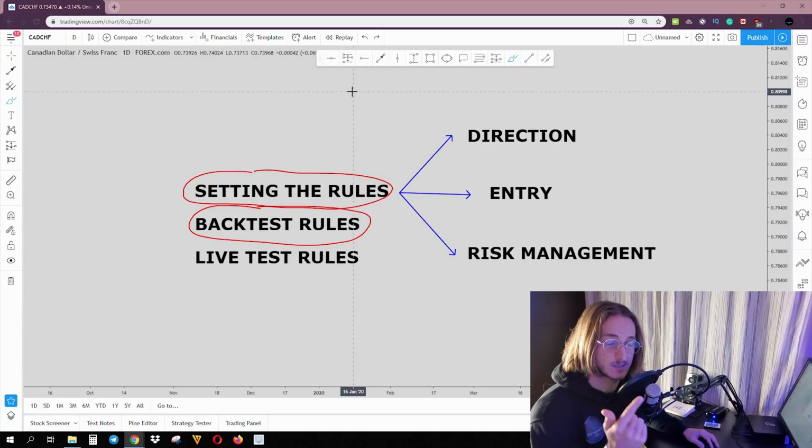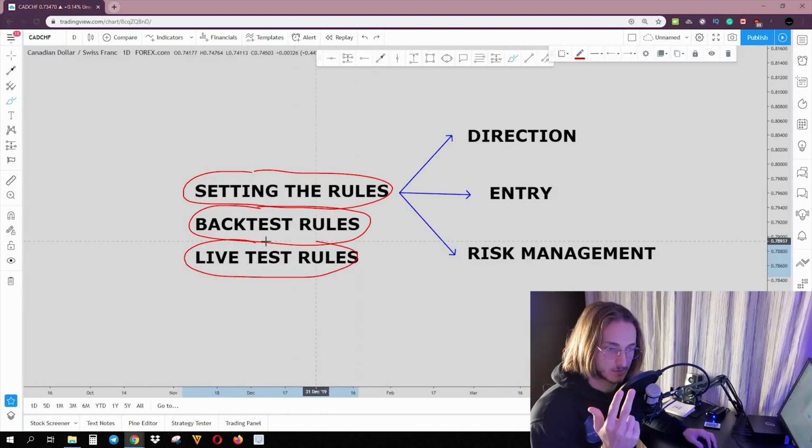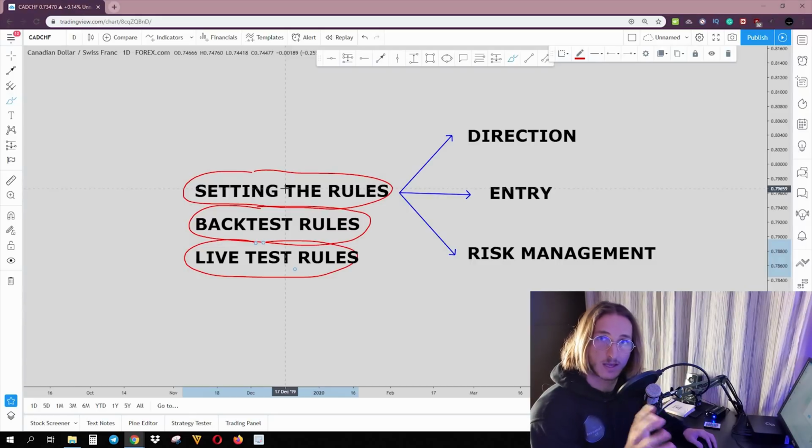So first step, setting the rules of the strategy. Second step, backtesting the rules of the strategy. Third step, you have to live test the rules. This is the last step. Okay, you have set the rules, you have backtested them, and you have clearly seen, okay, these rules actually work. This strategy performs in this way. For example, it gives you a 40%, 50% return a year, risking 1%, 2% per trade, with a statistical average risk to reward of, let's say, 1 to 3, 1 to 3.5. And that is basically what you get from your backtesting.